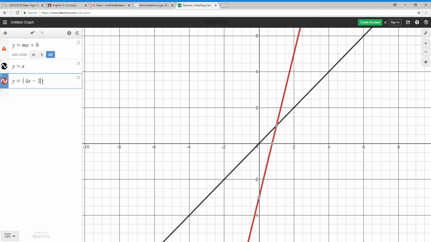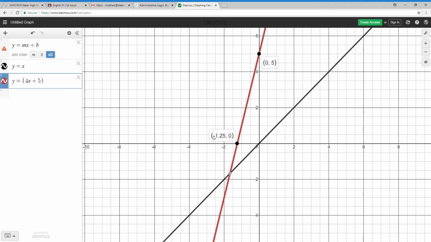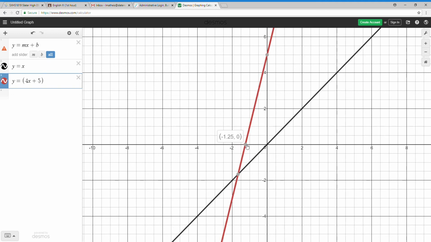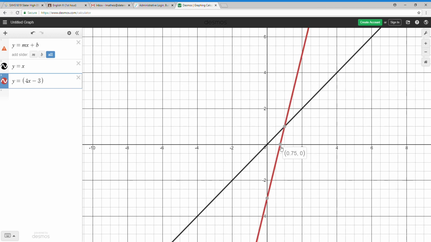Just in the same vein, if I make this a positive 5, we're still moving a little kind of weird along this axis, but you'll notice I am in fact crossing it at 5 on the y-axis, so that y-intercept still has meaning. Just a fun little fact, because I like to mention these things, it crosses at negative 1.25. That's the coordinate on the x, and you'll notice that 4 times 1.25 is 5. In that same vein, if we had kept the minus 3, this crosses at 0.75. 4 times 0.75 is 3.